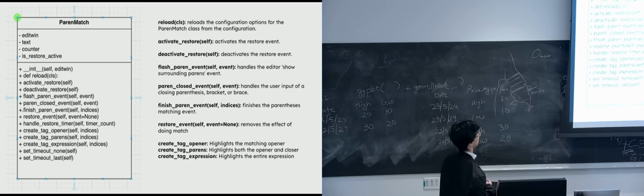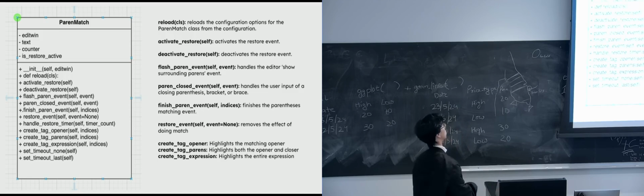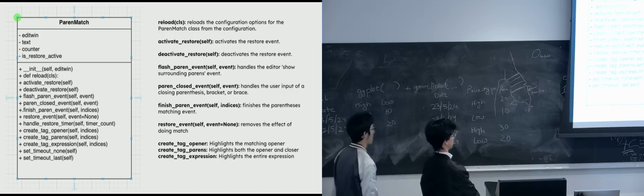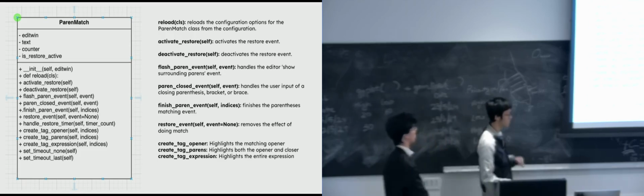The really important three methods will be flash_paren_event and paren_closed_event, which show how it works to highlight the parentheses. Now back to Jonathan, who will show how we debug this and see how it works.